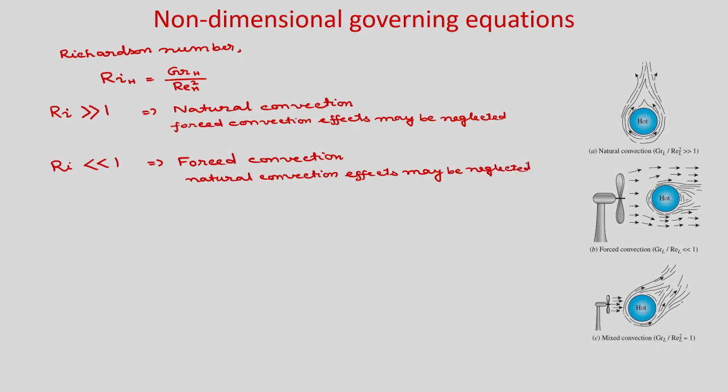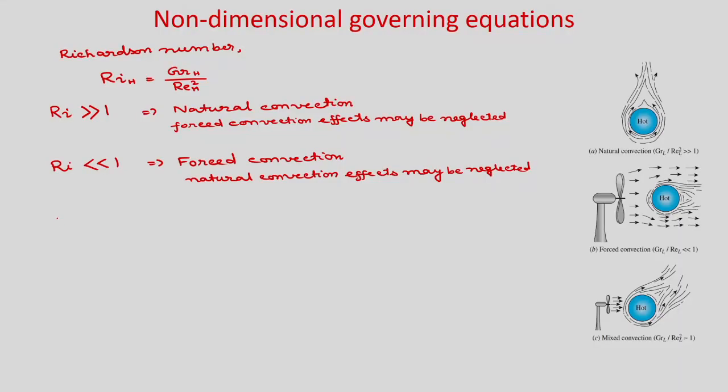Okay. And if Richardson number is equal to 1, then what will happen? Your buoyancy force is comparable to inertia force. So, you cannot neglect either buoyancy force or inertia force. So, you will have both natural convection and forced convection, and that is known as mixed convection or combined convection. So, for Richardson number 1, you will get mixed convection, which is also known as combined convection. So, in this case you need to consider both forced and natural.